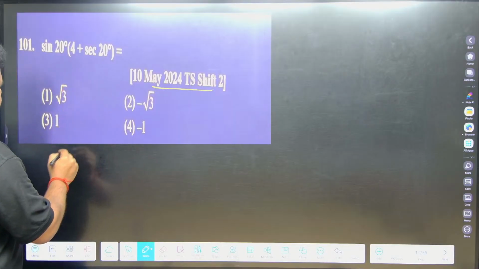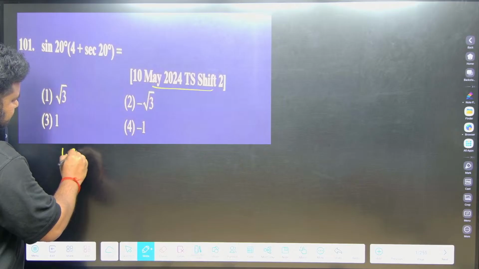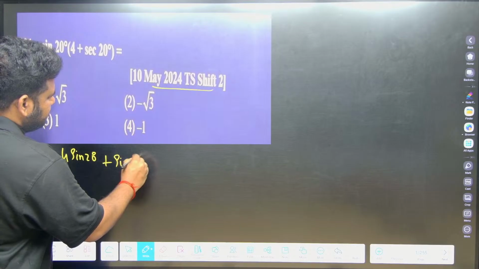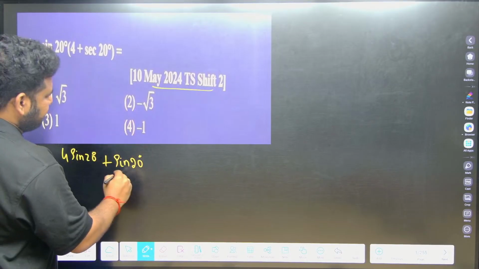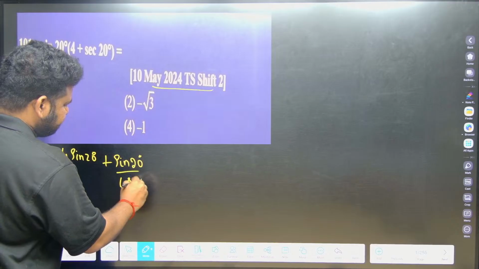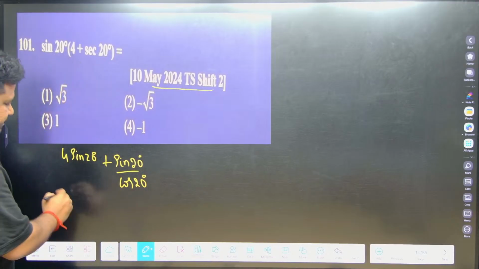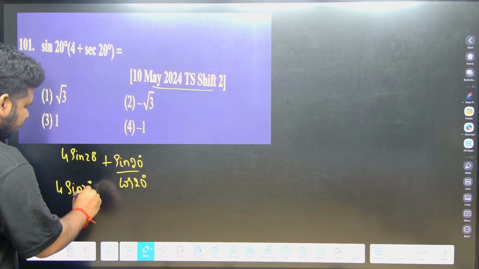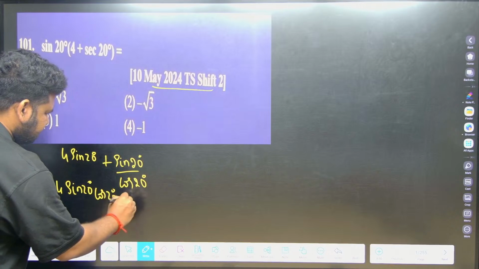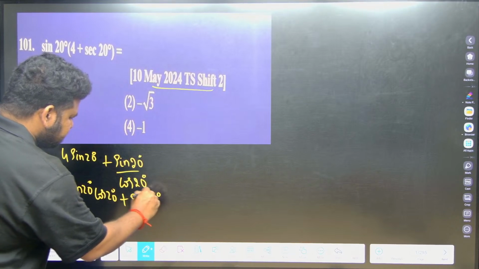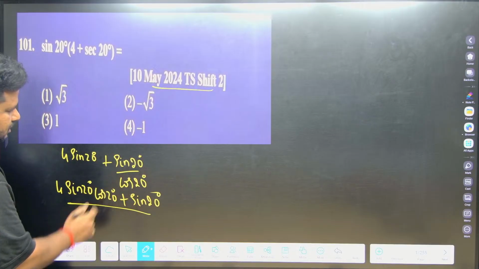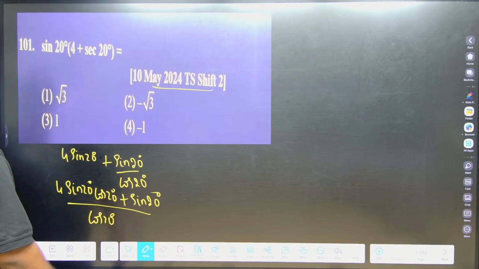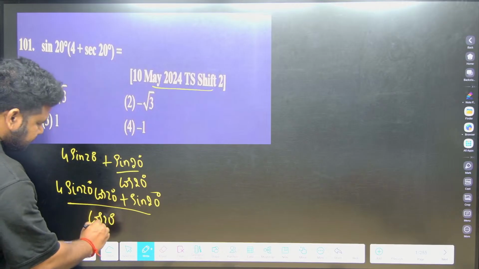So let me multiply sin with this. This will become 4 times sin 20 degree plus sin 20 degree into secant 20. Secant 20 I can write as 1 by cos 20 degree. Now let me take the LCM. So 4 times sin 20 degree into cos 20 degree plus sin 20 degree, and the denominator is cos 20 degree.